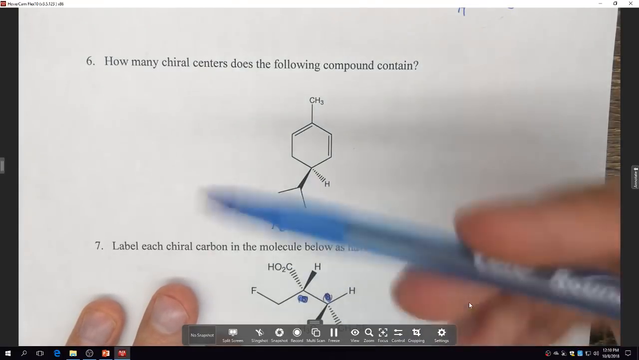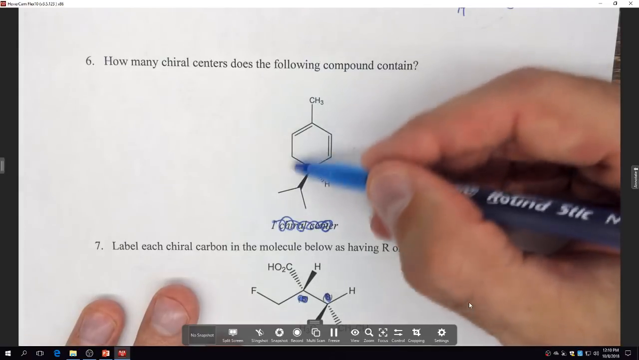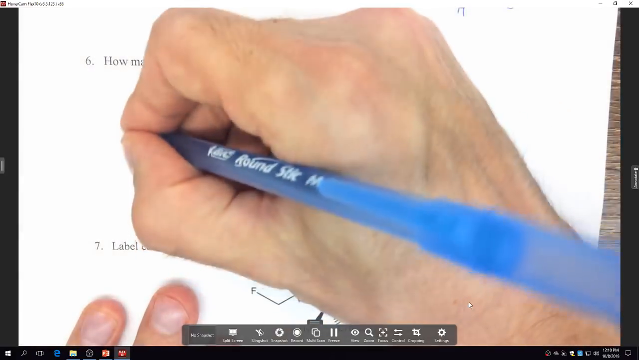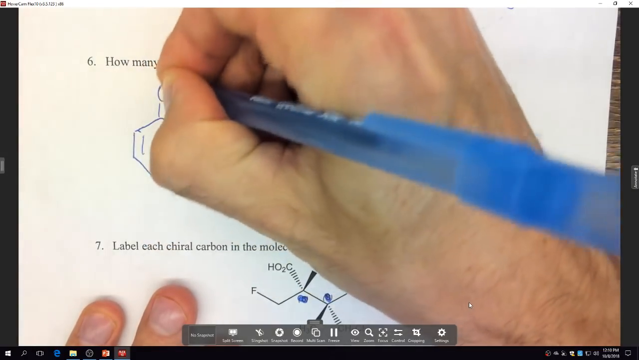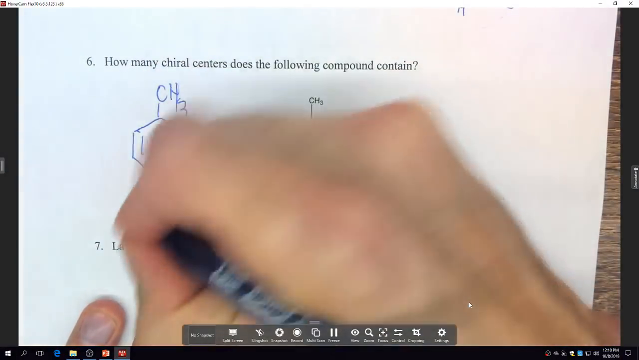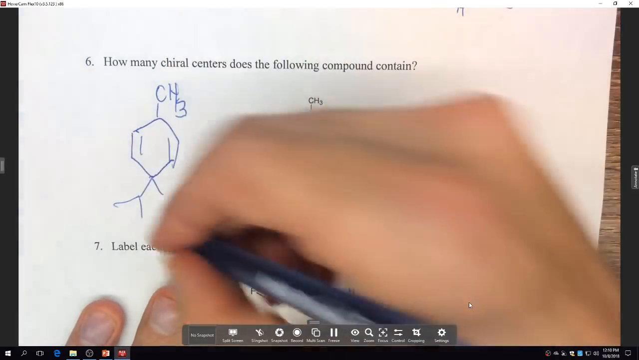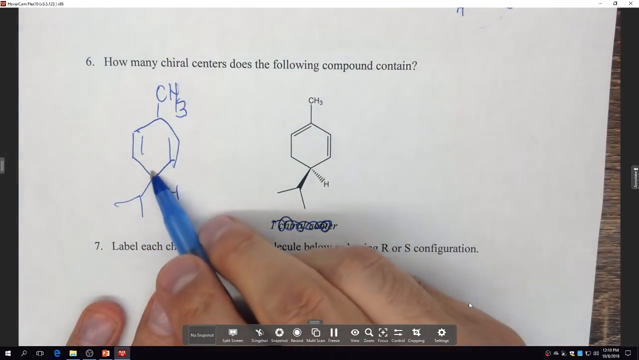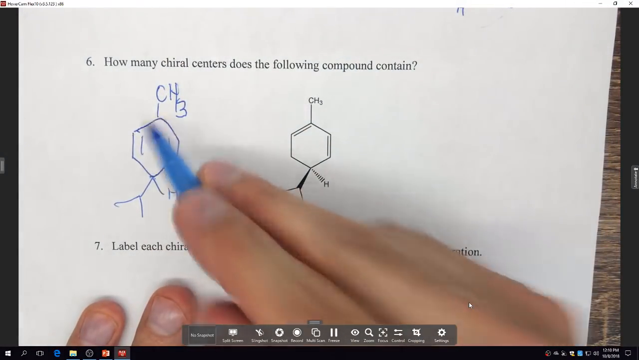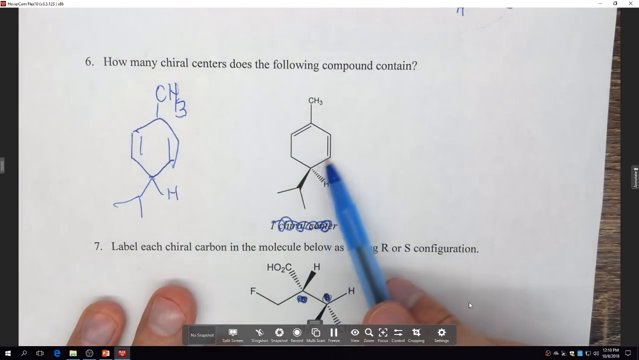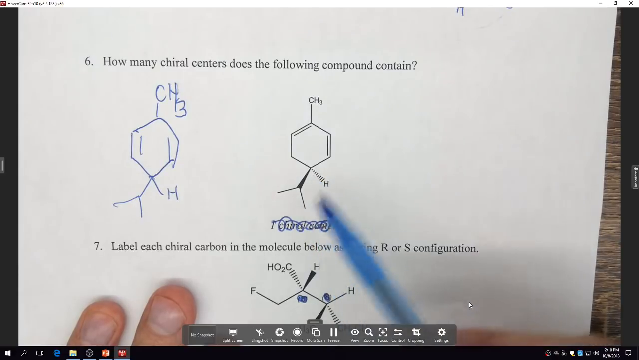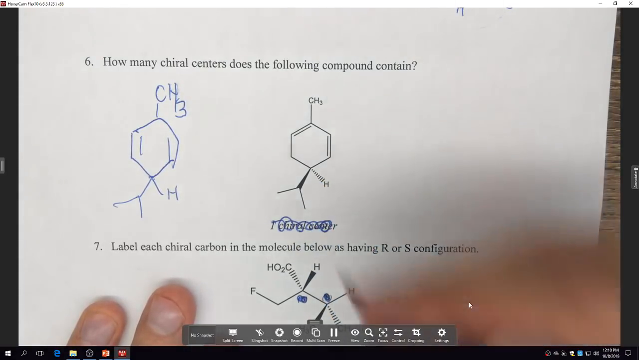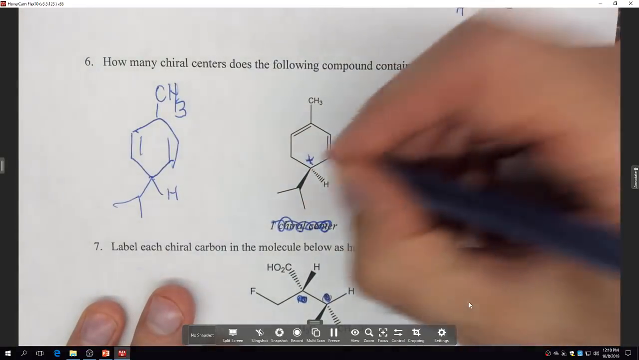Note that if this double bond were here, that would not be a chiral center. So if you had something that looked like this, that is not a chiral center, because now this direction and this direction are identical. But in this case, 1 bond is a double bond, 2 bonds is a double bond. Those are different. And of course, this isopropyl group is different than hydrogen. So this is a chiral center.